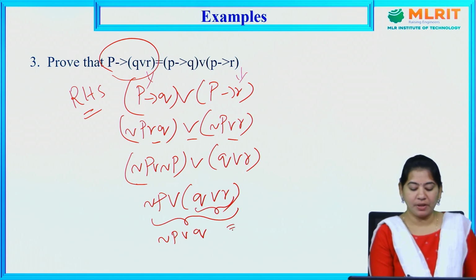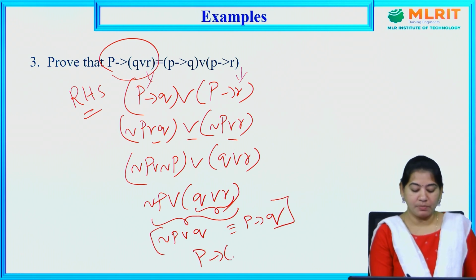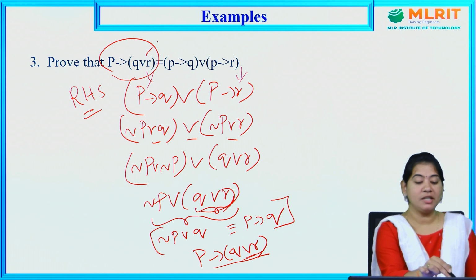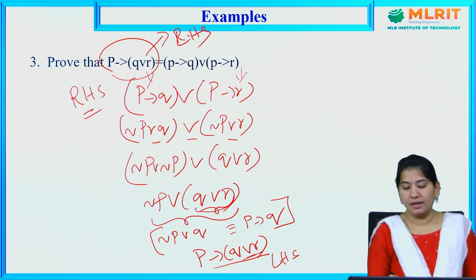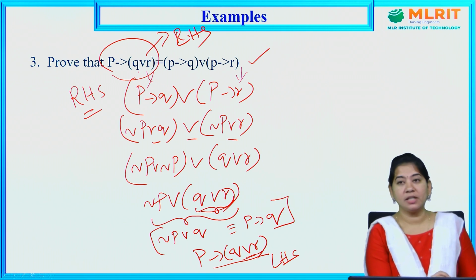If you have negation P or (Q or R), we can write it by the standard formula as P implies (Q or R). So by considering this, I can write it as P implies (Q or R), which is our LHS. So this is called the LHS. We have taken the RHS and we have solved until we get the LHS. Then we can say that P implies (Q or R) is logically equivalent to (P implies Q) or (P implies R).